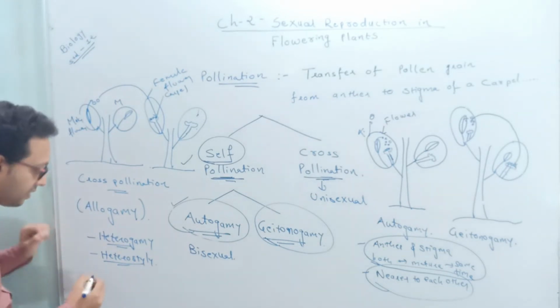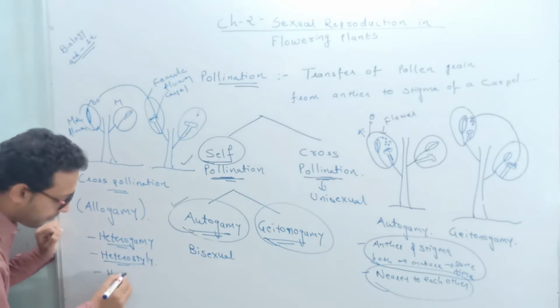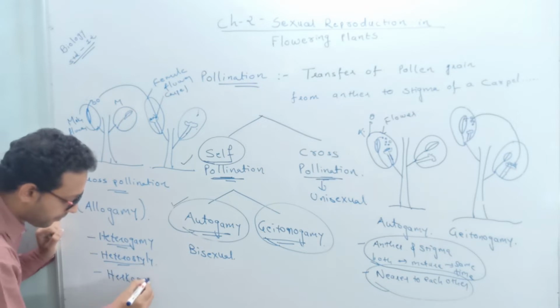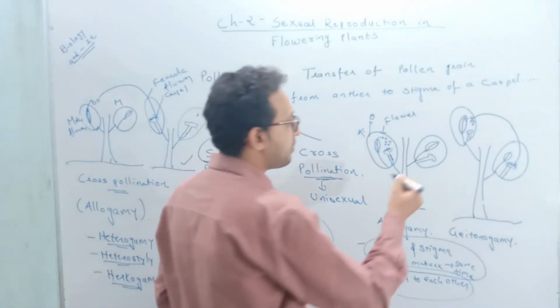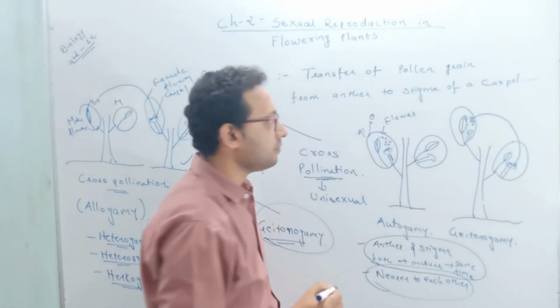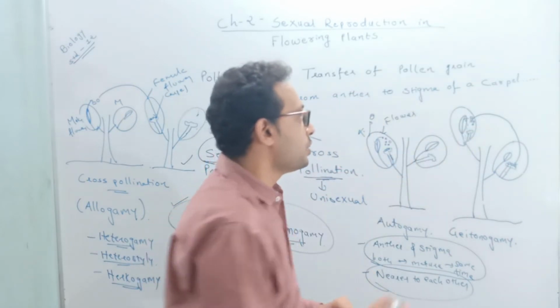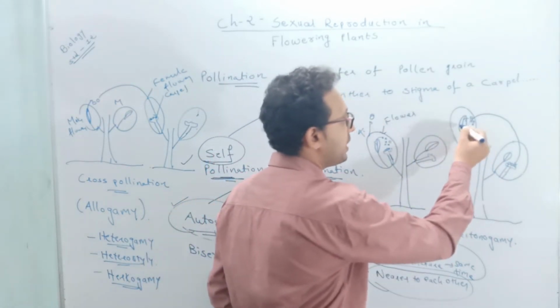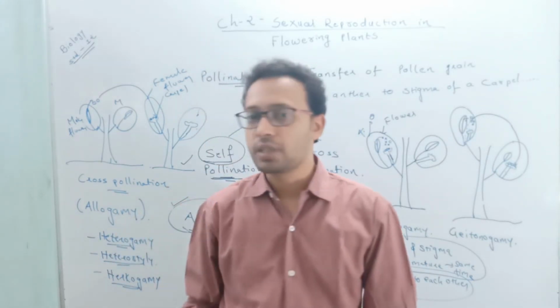Next, the third one is called hercogamy. What is hercogamy? Hercogamy means there is the presence of a physical barrier between the anther and stigma. So the pollen grain doesn't transfer to this stigma. It will transfer to another flower. So this is called hercogamy.